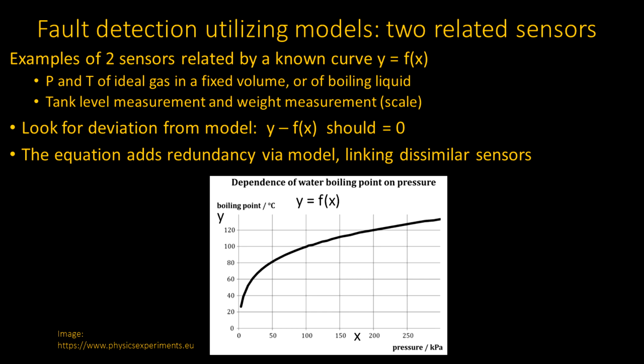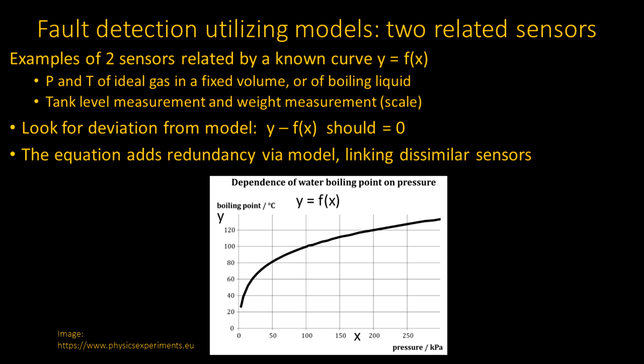Other examples of this include pressure and temperature for an ideal gas at a fixed volume, or a tank level measurement versus a weight measurement from a scale. To detect a fault, you look for a deviation from the model. You calculate that as y minus f(x). That should be zero if you're on the curve, because y is supposed to be the same as f(x). But it usually isn't exact because of measurement noise or more systematic errors like bias. So if you're far enough from this curve, you have detected a fault.